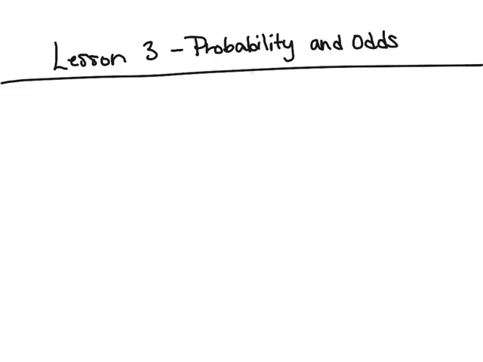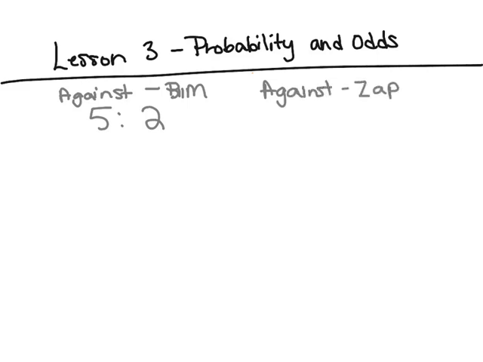A group of grade 12 students are holding a charity carnival to support a local animal shelter. The students have created a dice game that they call BIM and a card game that they call Zap. The odds against winning BIM are 5 to 2. And the odds against winning Zap are 7 to 3. So we want to figure out which game they should play if you love winning.